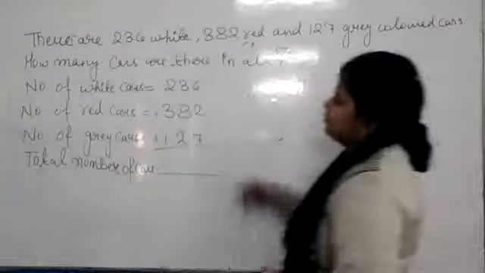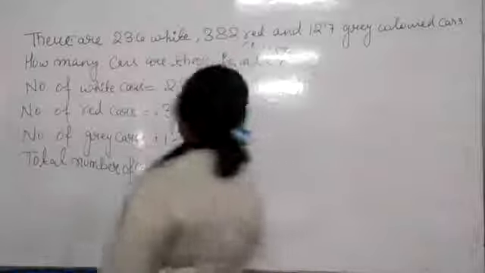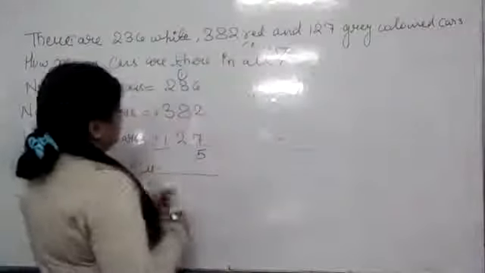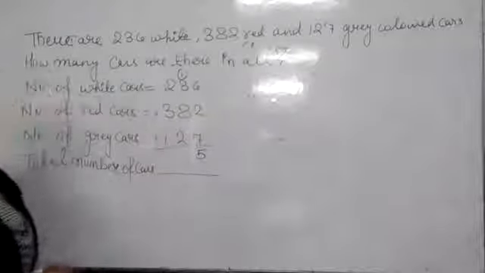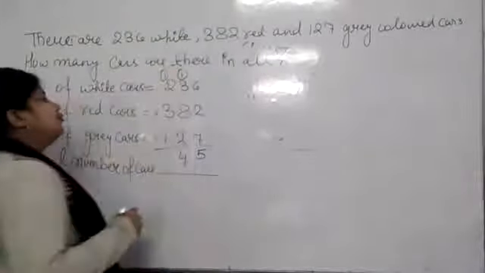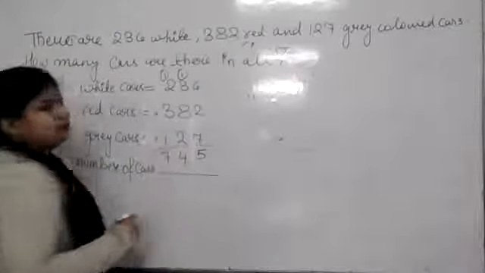Now 6 plus 2, 8, 8 plus 7, 15. 15, we write 5 and will give carry 1 at the top. Now 8 plus 2, 10, 3, 13, 1, 14. 4, carry 1. 2, 1, 3, 3, 6, 1, 7. So the answer of this question is 745.